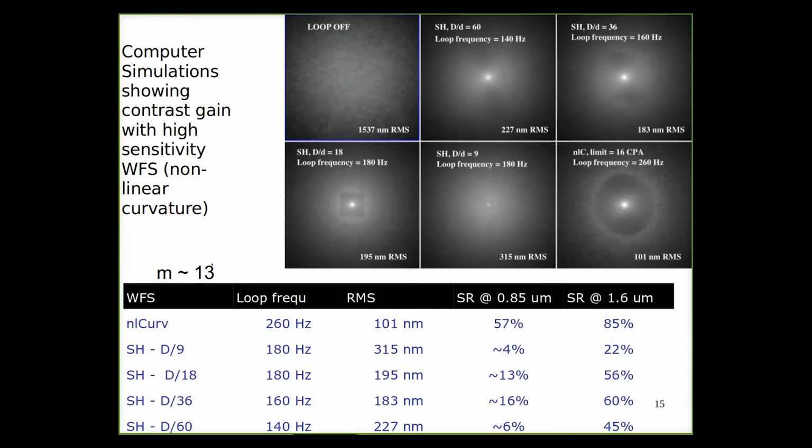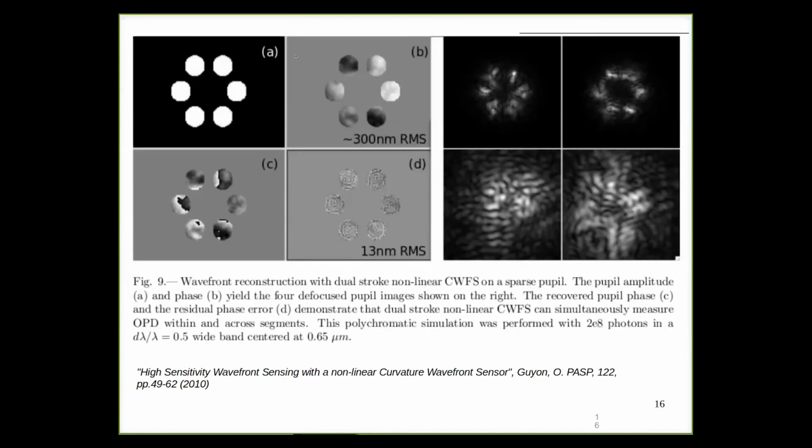And this is on a magnitude 13 star on an 8-meter telescope. So it's actually pretty good. It works well on highly segmented apertures because there's good mixing between the segments. So it checks off the box of low wind effect and so on.